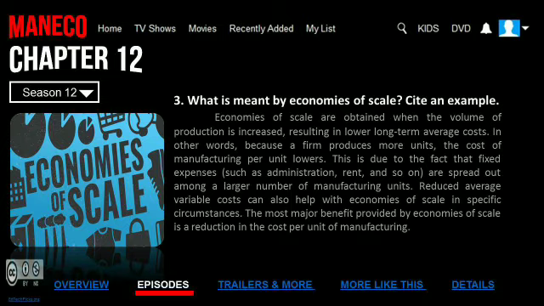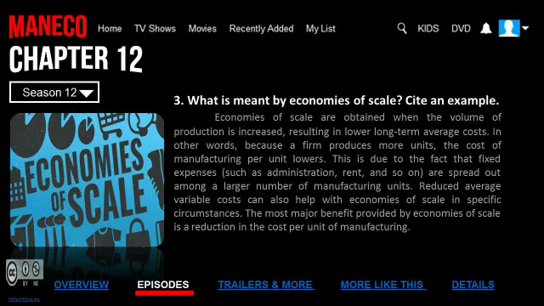3. What is meant by economies of scale? Cite an example. So, economies of scale are obtained when the volume of production is increased, resulting in a lower long-term average cost. In other words, because the firm produces more units, the cost of manufacturing per unit lowers. This is due to the fact that fixed expenses such as administration, rent, and so on are spread out among a large number of manufacturing units.